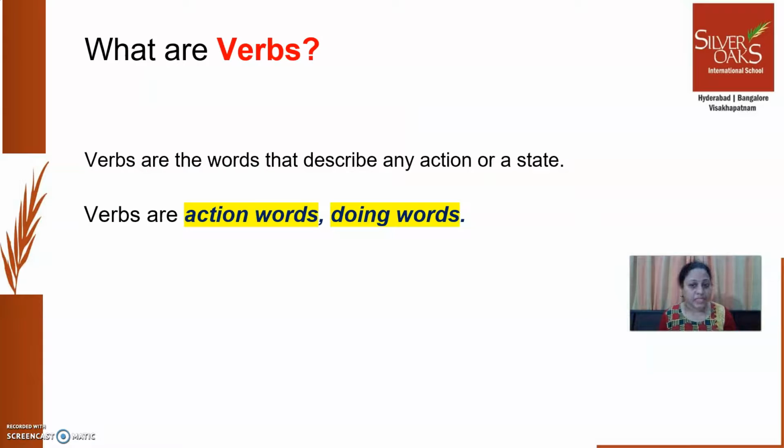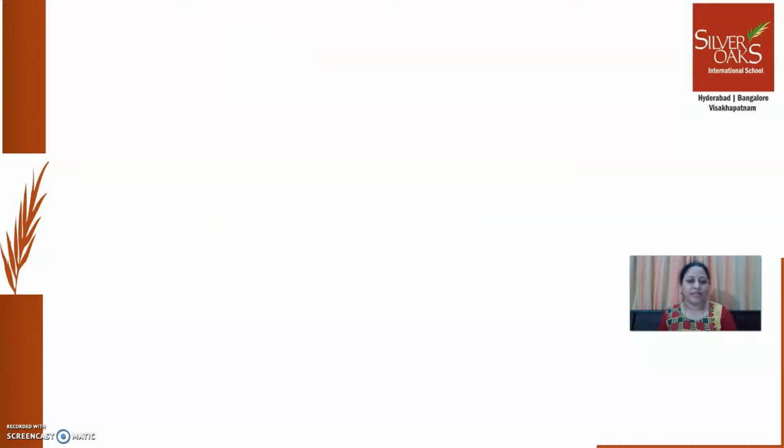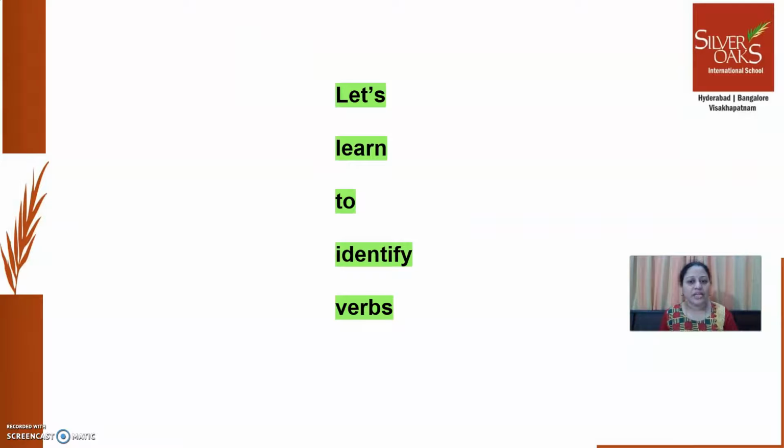So verbs are the words that describe any action or a state, as we have just now discussed. Some kind of action, if it is happening, then it is called a verb. In simple words, you can remember verbs as action words or doing words, right? Okay, now let us learn to identify verbs. So how do we do that? We'll just look at the word and we think, is there any action happening in that word? Is there any kind of work happening in that word? If so, it is a verb. Otherwise, it is not a verb. Let us also circle the verbs.